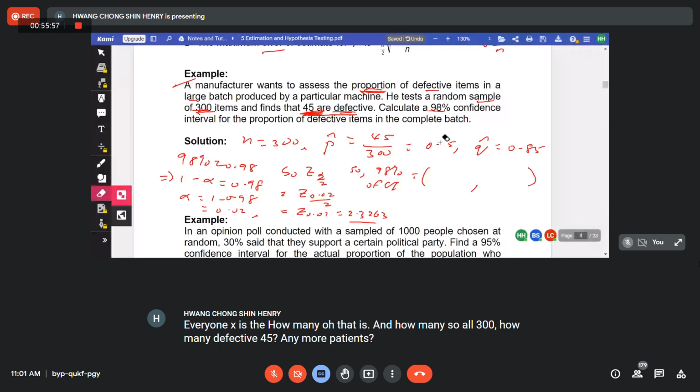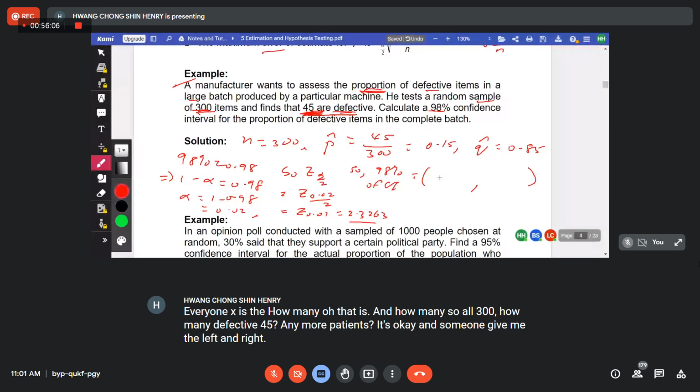Any more questions? So can someone give me the left and right? 0.1020 answer, 0.19. Any answer different? Okay.